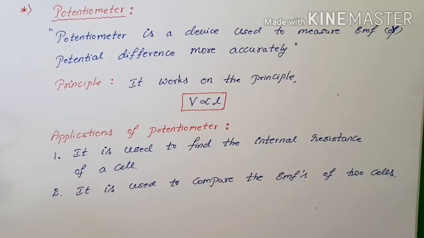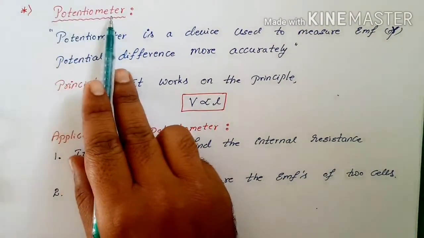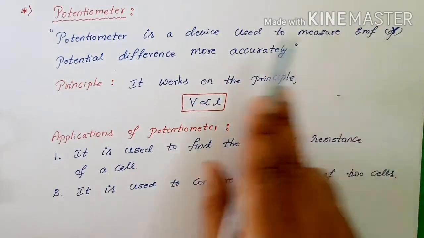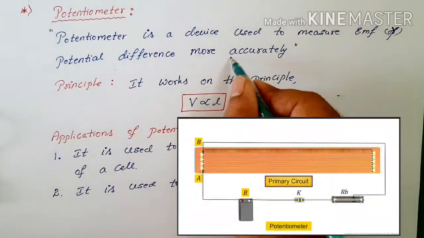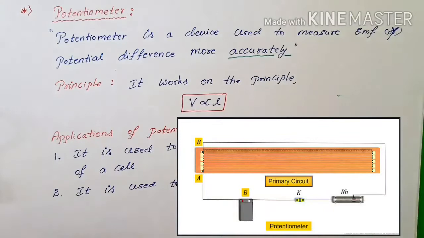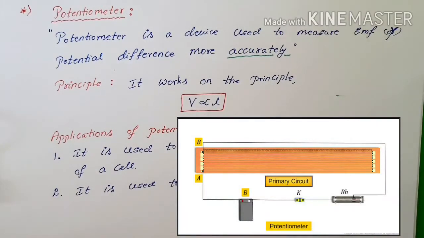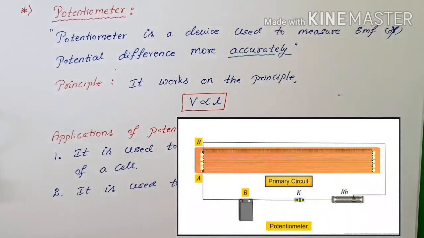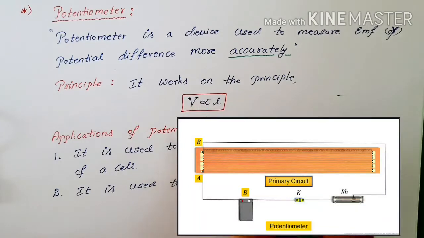And one more instrument we use in practicals is the potentiometer. The potentiometer is a device used to measure EMF or potential difference more accurately. Very, very important. Actually we use voltmeters also to measure, and the same work is done by the potentiometer, but accuracy-wise the potentiometer is more accurate. It works on the principle that the potential difference across an instrument is directly proportional to the length of the wire, meaning the balancing length.